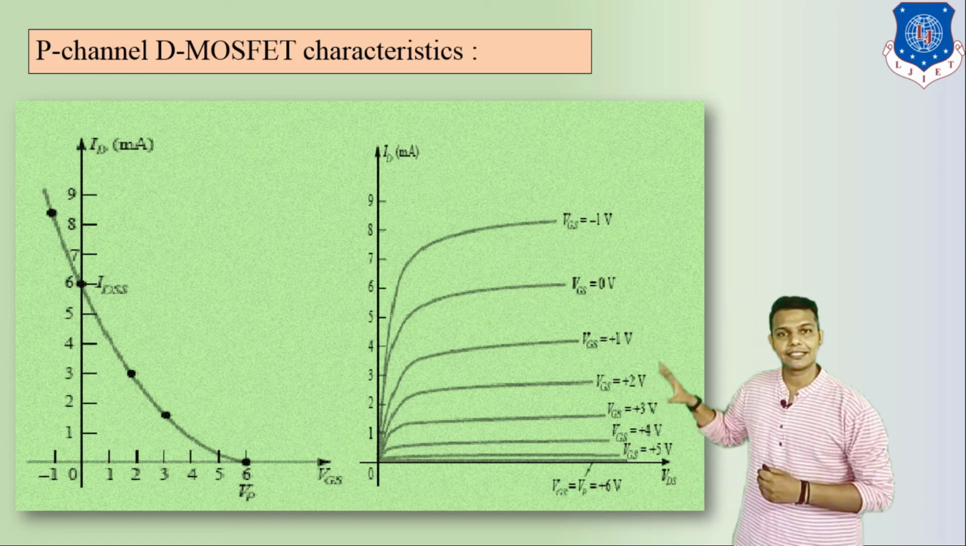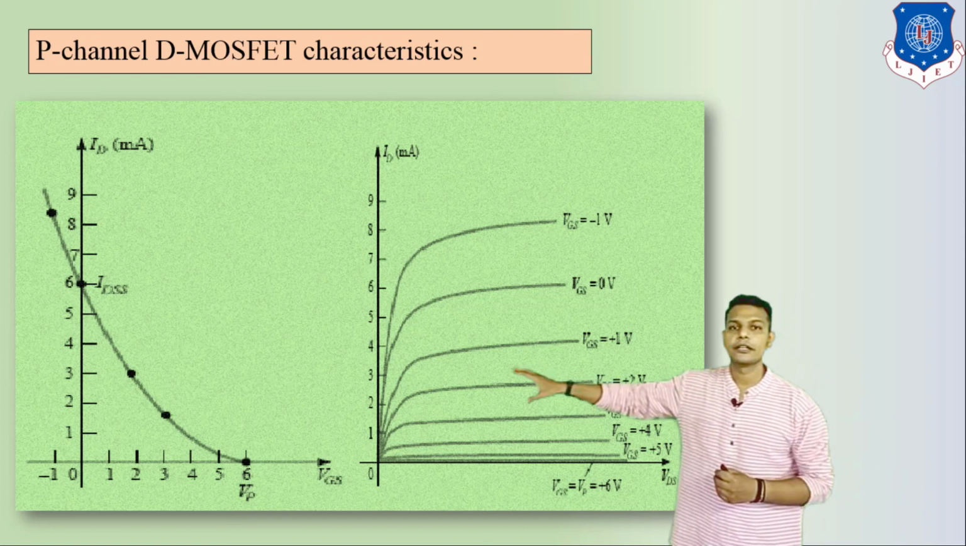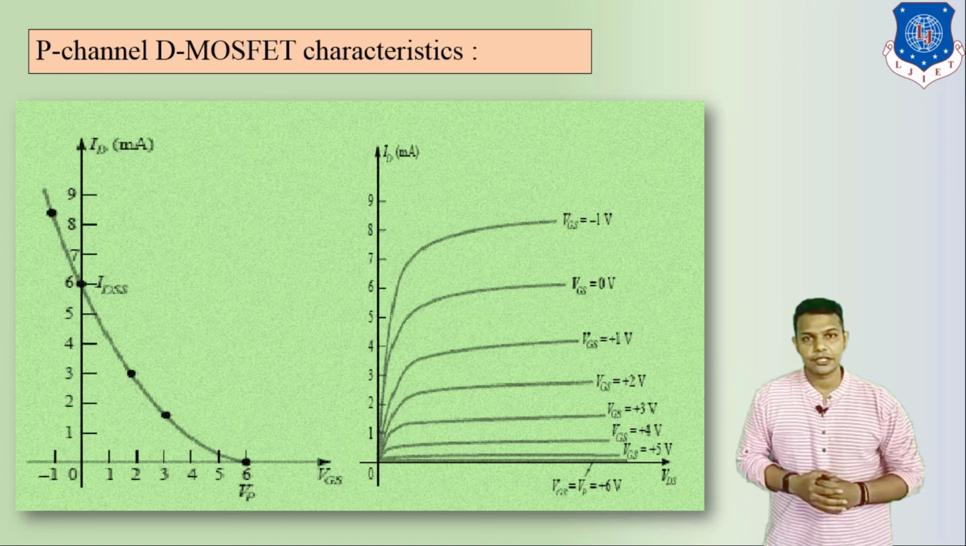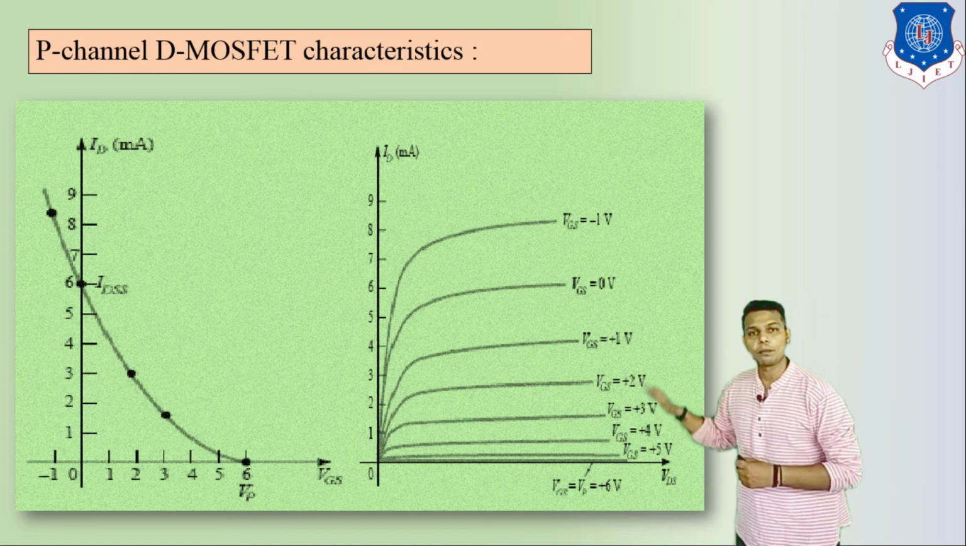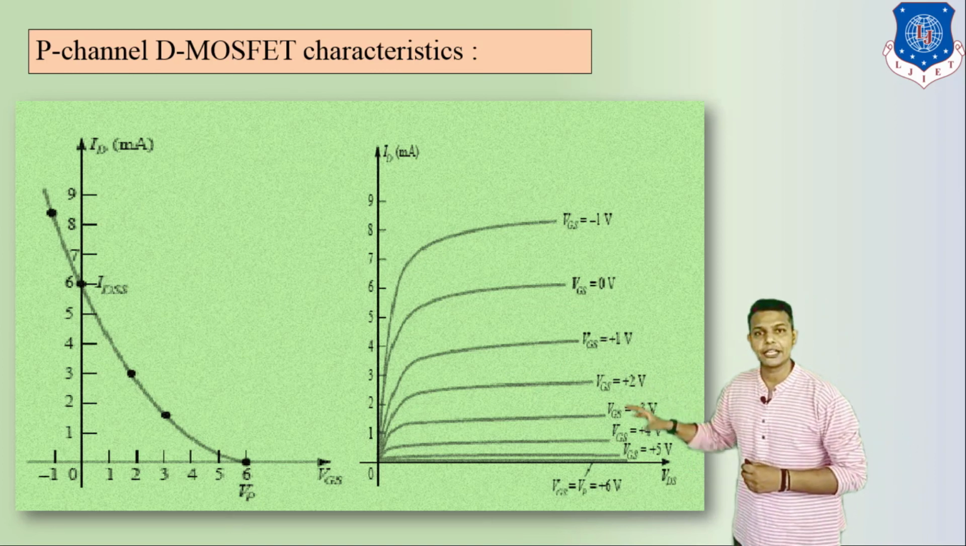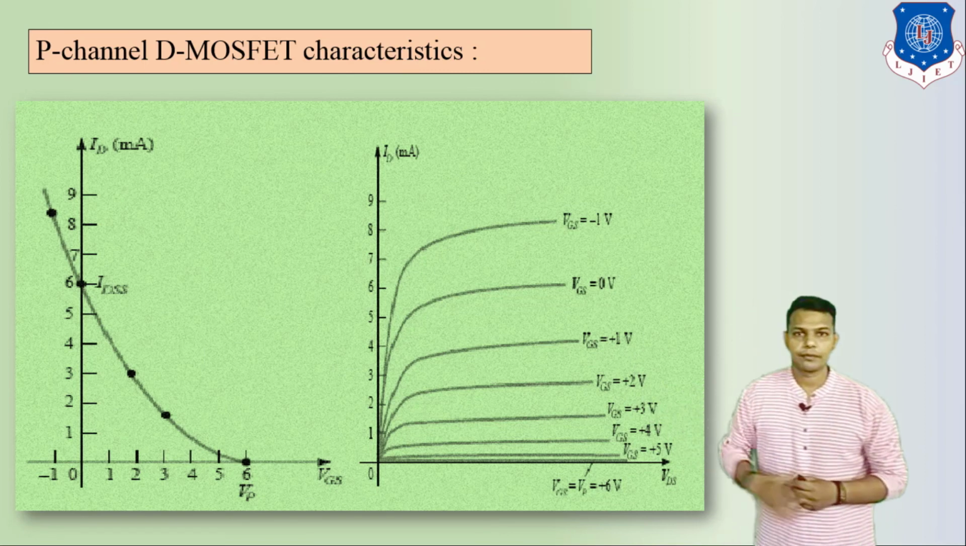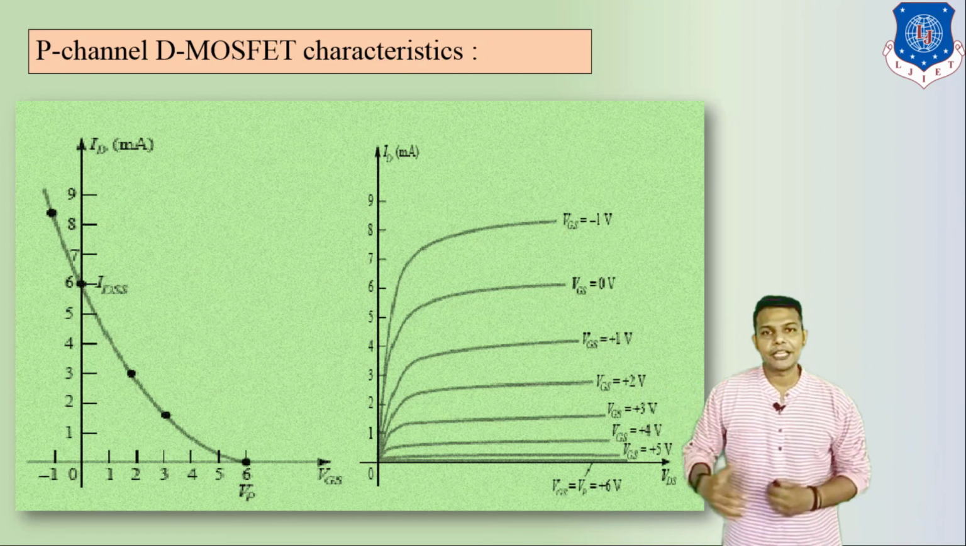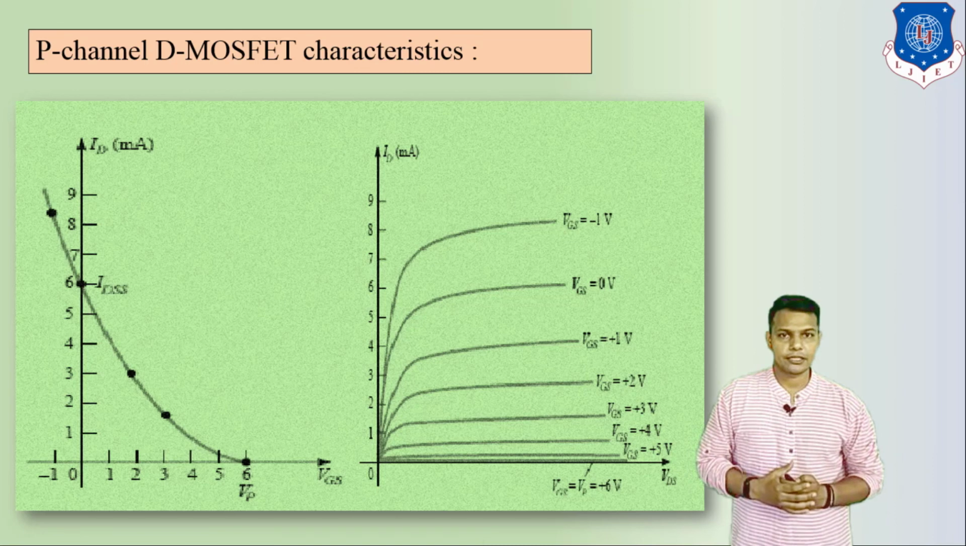Here we can see this is the drain characteristics, and here is the transfer characteristics. And yes, you can also plot these drain characteristics in the second quadrant. So this is the P-channel DMOSFET characteristics.